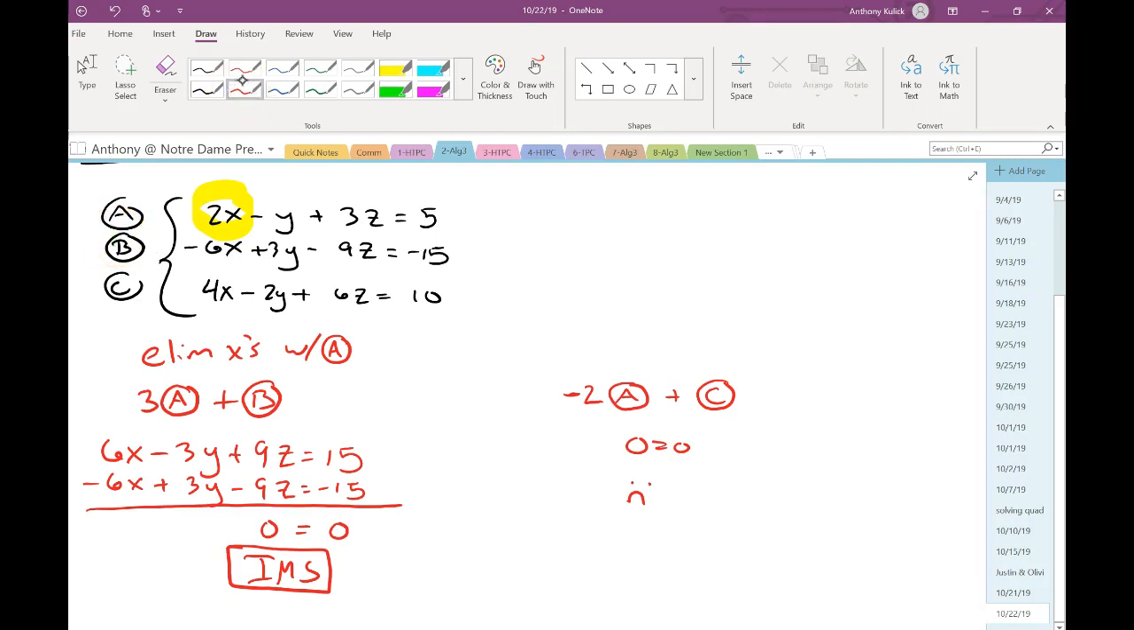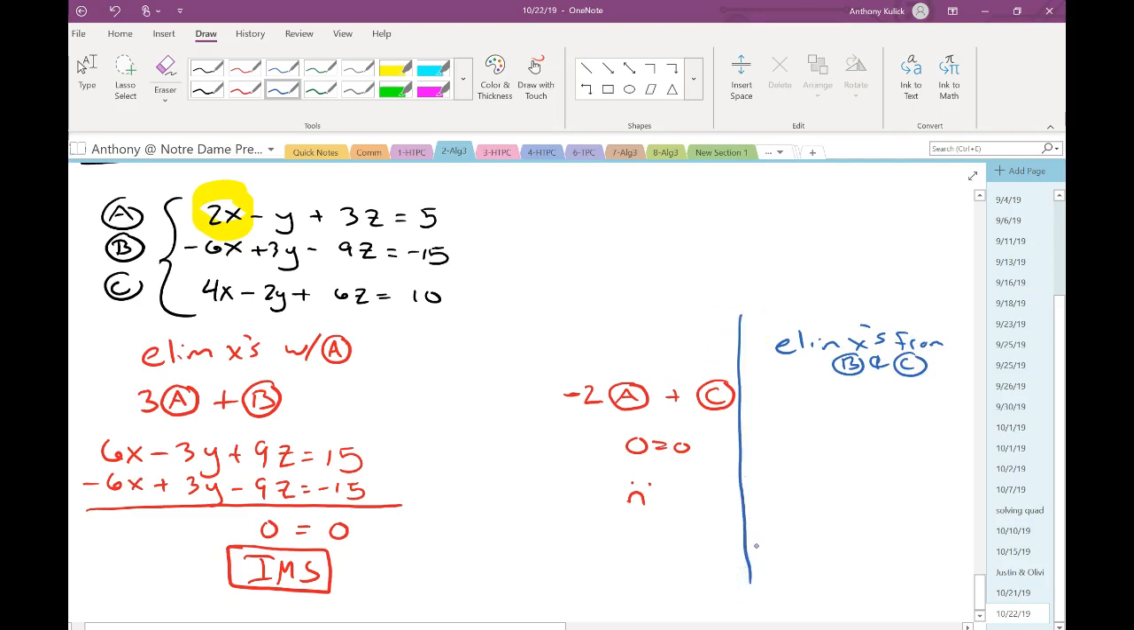So let's say we want to try to eliminate the x's from B and C. So to do that, I can do 2B plus 3 times C. That'll give me negative 12x and positive 12x, right?